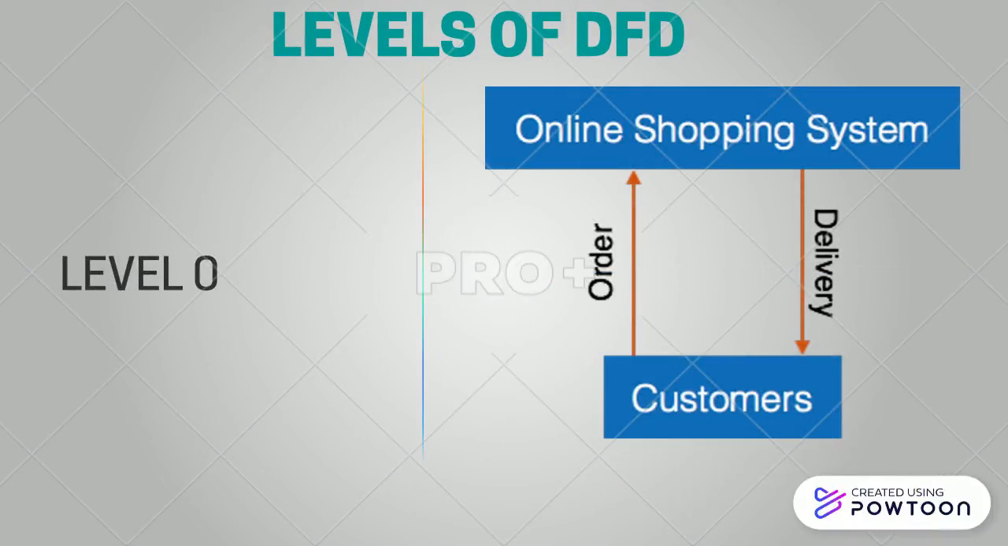Level 0 is the highest abstraction level in a data flow diagram, which depicts the entire information system as one diagram, concealing all the underlying details. Level 0 data flow diagrams are also known as context-level data flow diagrams.